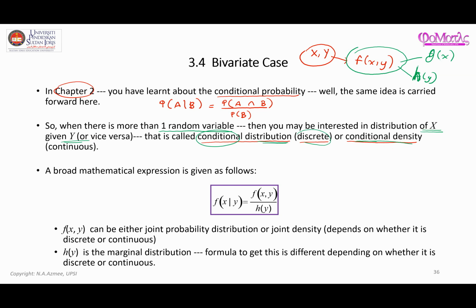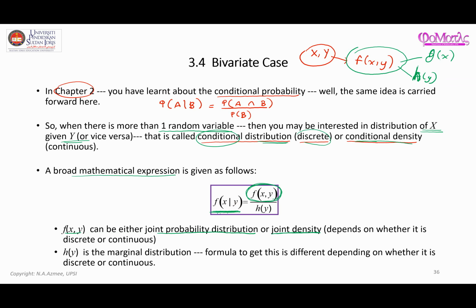So what we have right now is a broad mathematical expression. Here we have what is known as f of x given y. This part here can be either continuous or discrete, and this part here is the joint probability distribution, or it can also be the joint density, depending on whether you're talking about the discrete or continuous case.